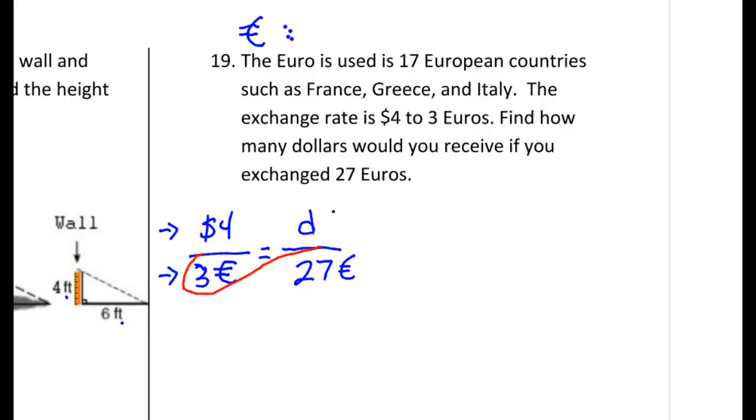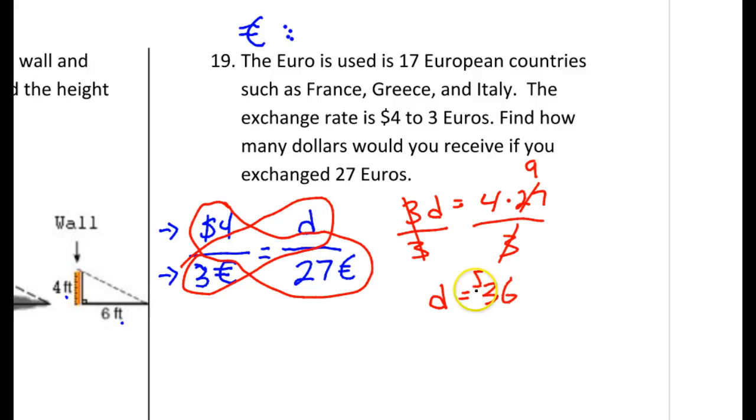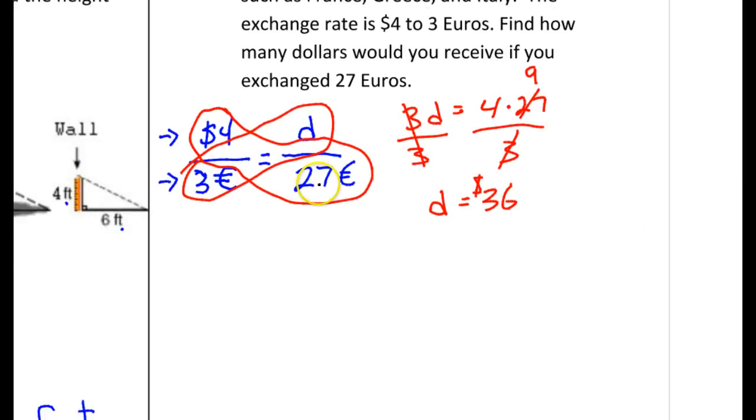We'll do cross multiplying. 3D, 4 times 27. Divide both sides by 3. And 3 goes into 27 evenly, 9 times. 3 divided by 3 is 1, so dollar amount will be 4 times 9, which is $36. $36 you'll get for 27 euros. If $4 will get you 3 euros, then $36 will get you 27 euros.